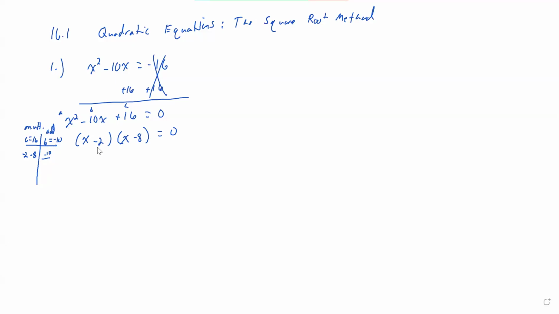And then from this, I just set each factor equal to 0. So x minus 2 equals 0 and x minus 8 equals 0. That comes from that zero product rule where either a equals 0 or b equals 0. Now I have two linear equations I can solve. So what's the opposite of minus 2? Plus 2. So I get x equals 2. What's the opposite of 8, or minus 8? Positive 8. So I get x equals 8.